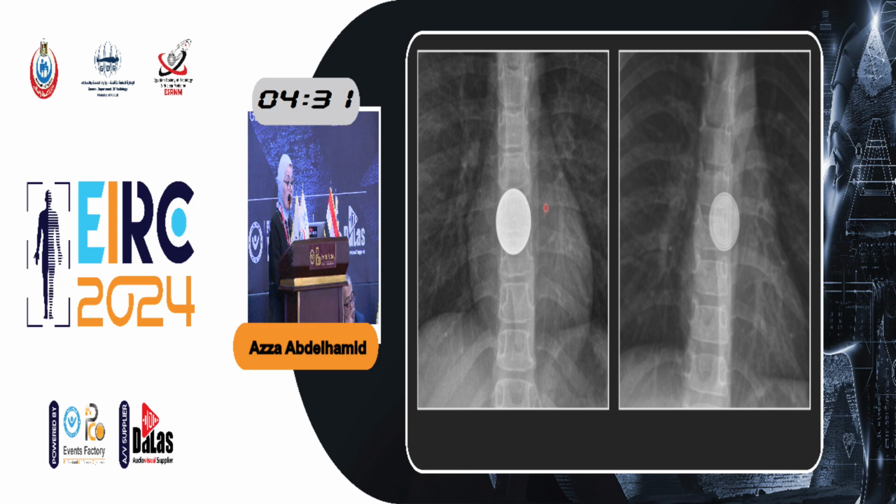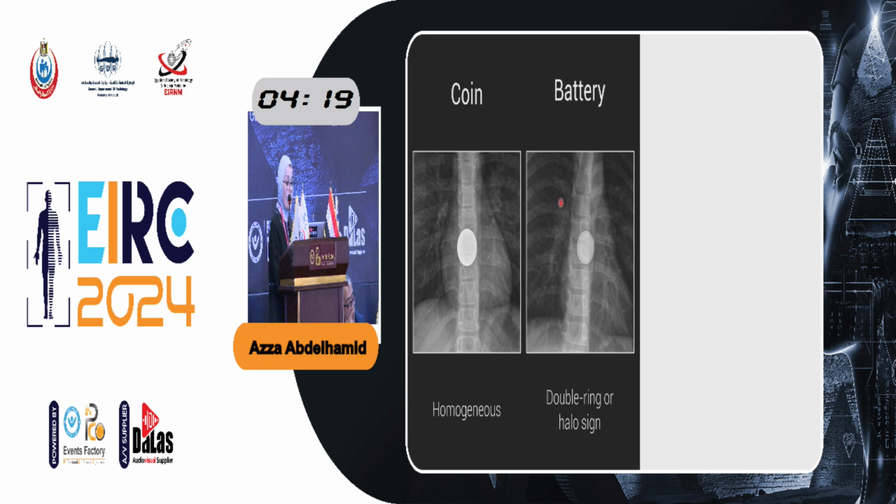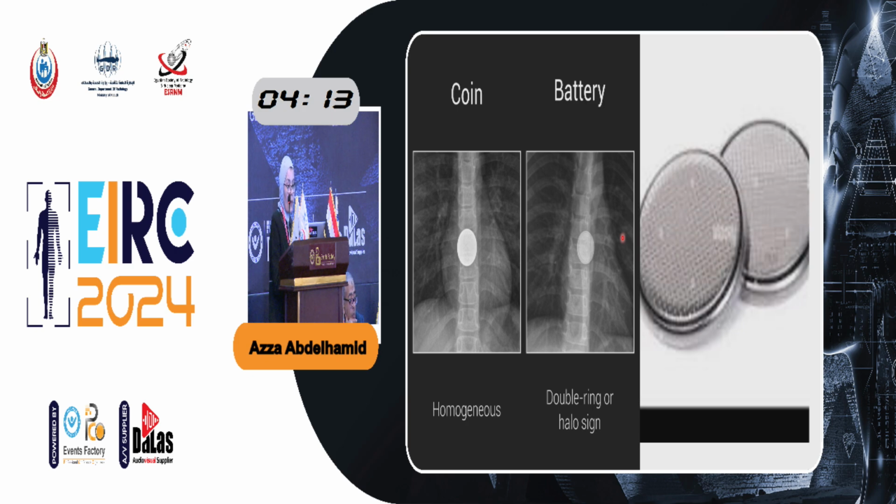What's the difference? This is ingestion of foreign body. And look at the shape of the foreign bodies here. That one is homogeneous. This one has halo ring sign. So this is a coin, that's a battery. Okay, which one is more dangerous? Of course, this one. And the battery, look, this is the battery. It looks the same here, double wall.